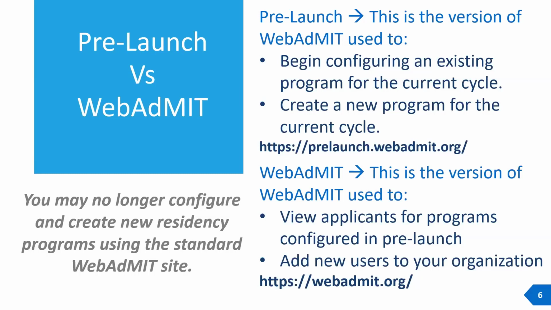On that note, good old WebAdMIT, something that many of you are familiar with because you've been using WebAdMIT for a long time. Traditional WebAdMIT, which you go to webadmit.org, is used to view applicants for the programs that you've configured via pre-launch. So once you've built the program out and said, we're looking for someone, WebAdMIT is the interface that you're going to use to actually look at those applications and also add new users to your organization. Because depending on your organization size, you may need to add folks from human resources or other mentors who are going to be helping you decide, is this individual a good candidate or not?